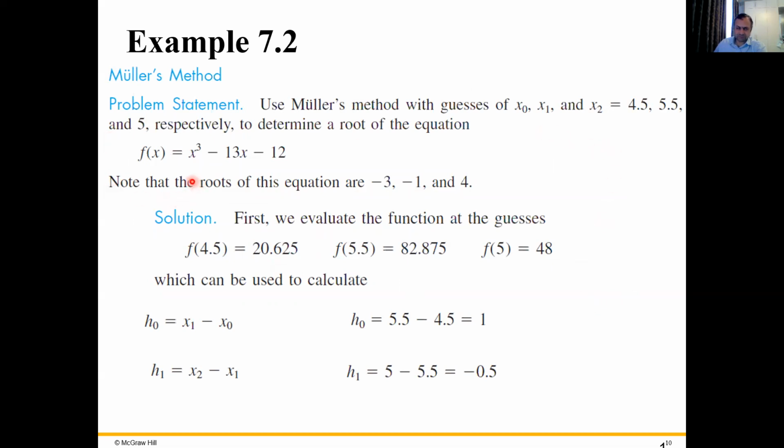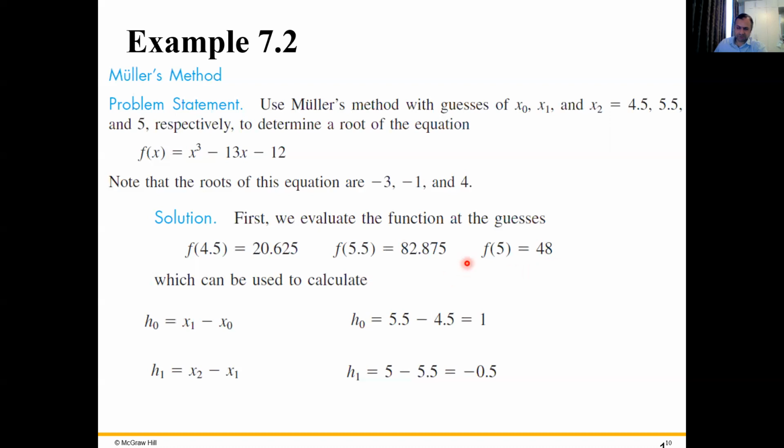So in this example, as you can see, the polynomial equation is x cubed minus 13x minus 12. And we have three points, 4.5, 5.5, and 5. Corresponding to these points, we can calculate the function values. If you put 4.5 into this equation, we get 20.625. And similarly for 5.5, we get this value. For x equal to 5, we get the value of fx equal to 48.